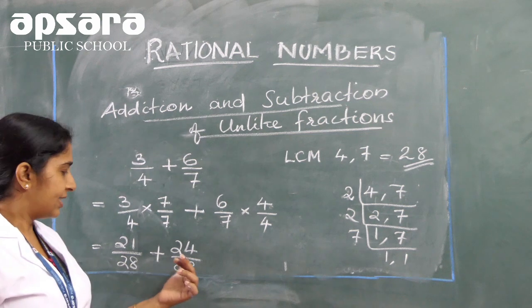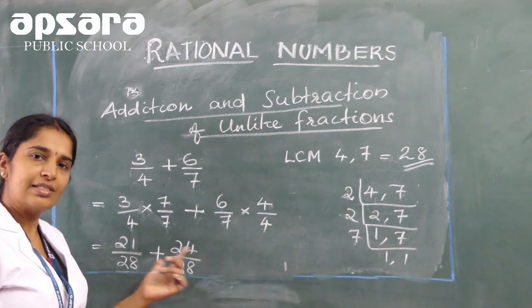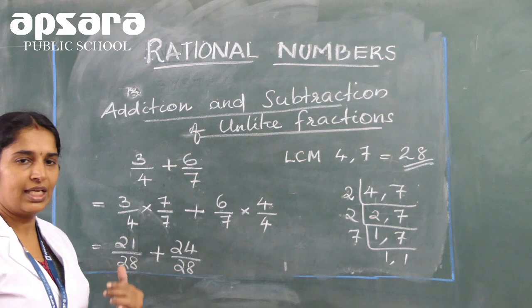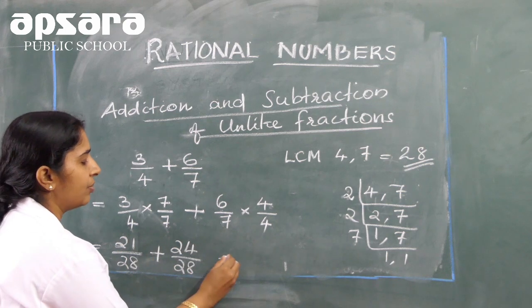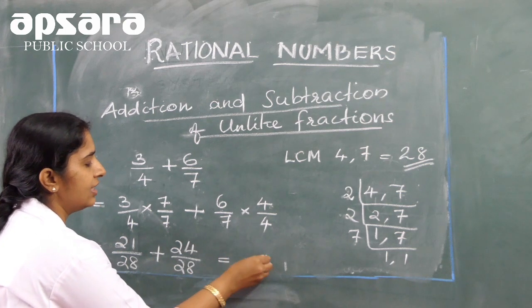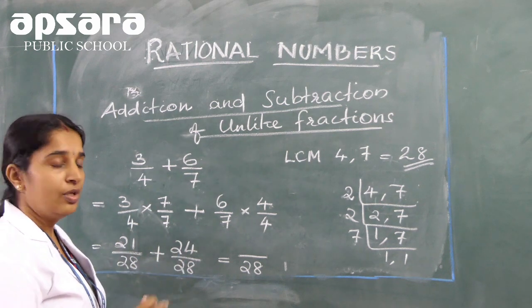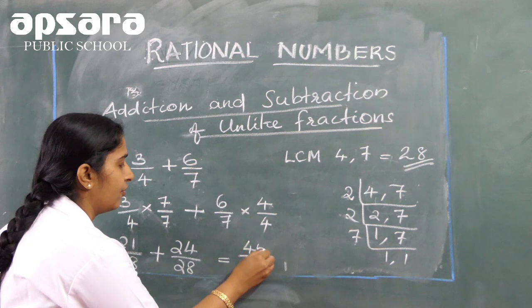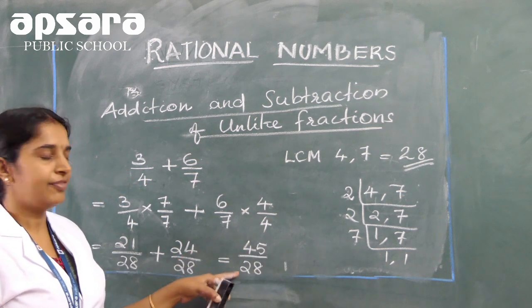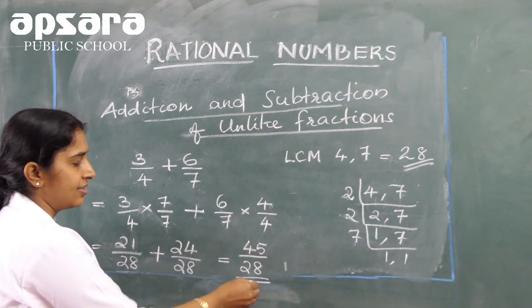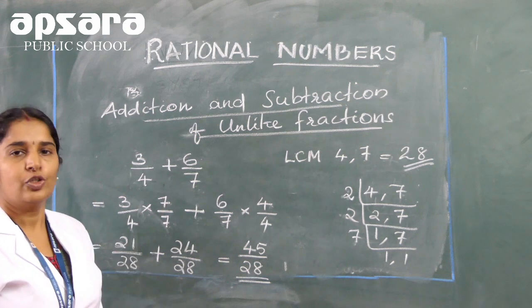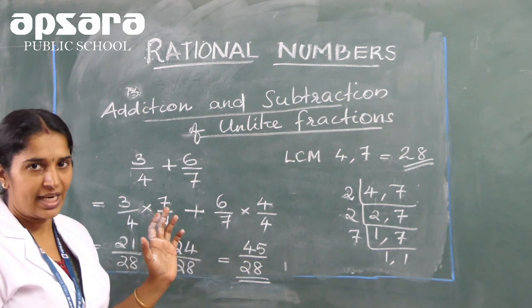Now you can see that the two fractions have the same denominator 28. So just keep the denominator 28 and add the numerators: 21 plus 24 is equal to 45. So 45 by 28 is the answer for this question. I hope you understood, right?